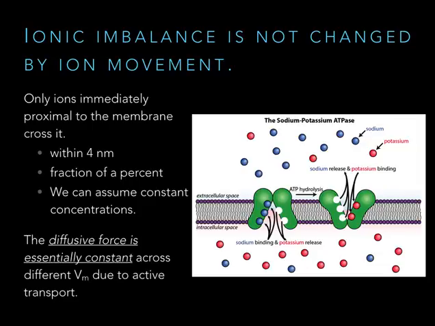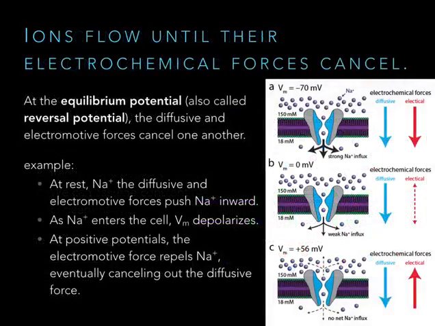Because the ions are really only moving within 4 nanometers of the membrane, and we have active transport, what we should assume is that our diffusive force never changes. The only thing that's going to affect us then is that electromotive force. So it's only changes in the membrane potential that affect the movement of ions. Whenever we're talking about our electrochemical forces canceling each other out, what we're saying is that ions are going to flow until they reach the membrane potential that then offsets their diffusive force, because diffusive force is always constant. And that potential is what we call the equilibrium or the reversal potential.